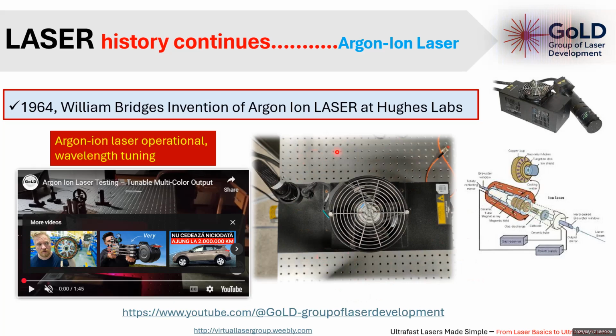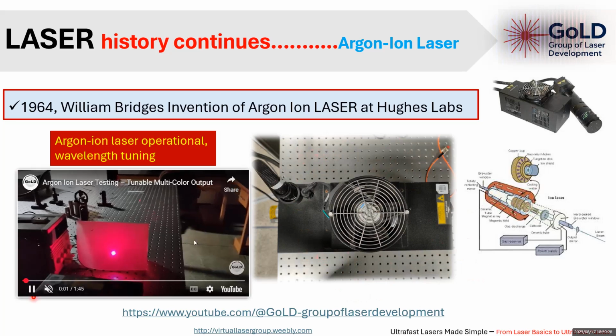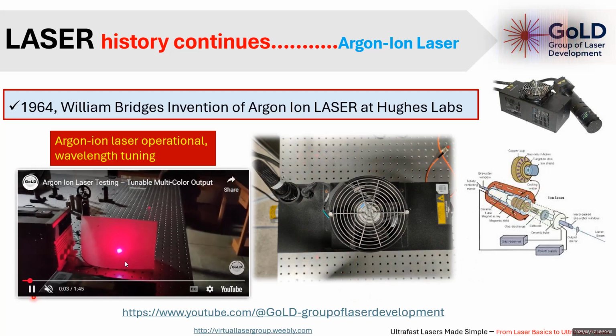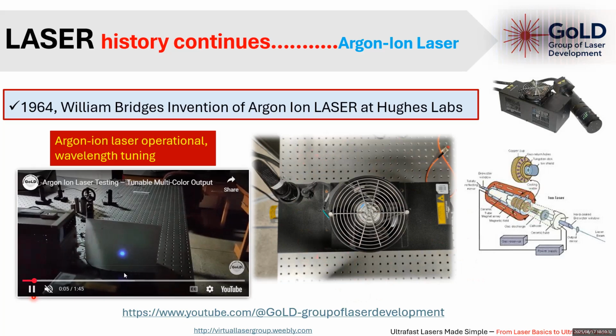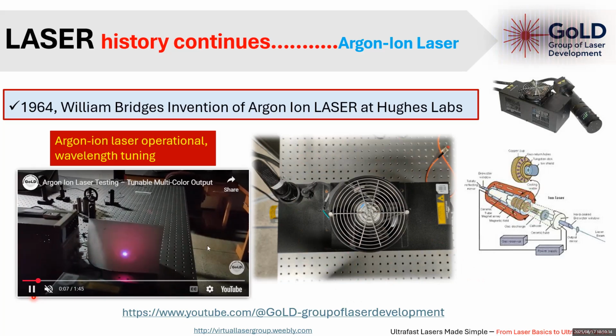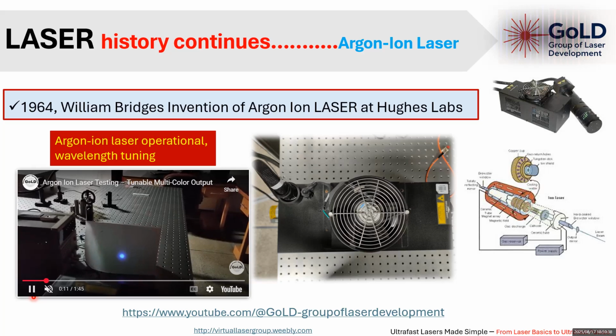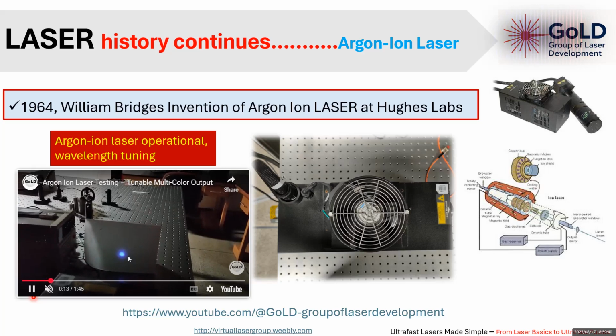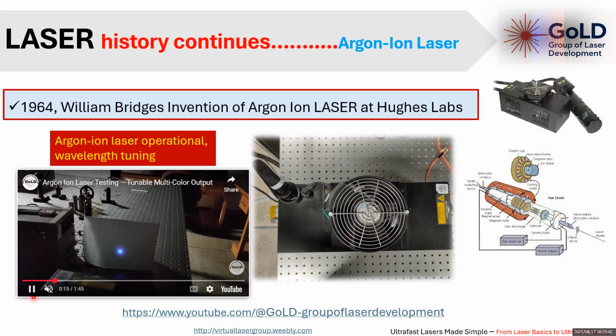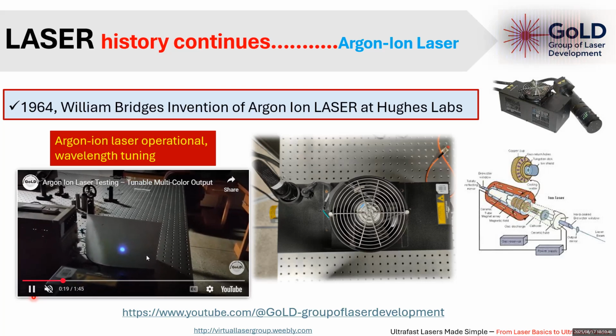And this video shows the operation of the argon-ion laser. You can see here, this color is tuning. It's a CW laser, it's tuning, and you can see the different wavelengths. Blue to violet you may not distinguish much, and you may also see some green.